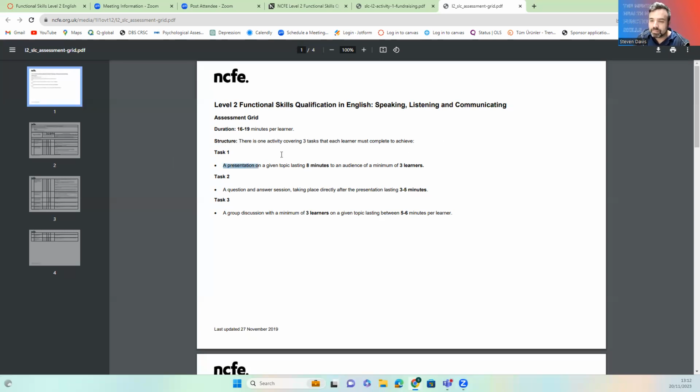So task 1, a presentation on a given topic, 8 minutes to an audience of a minimum of 3 learners. Task 2 is a question and answer session taking place directly after the presentation, lasting 3 to 5 minutes. And then task 3, a group discussion with a minimum of 3 learners on a given topic, lasting 5 to 6 minutes per learner.